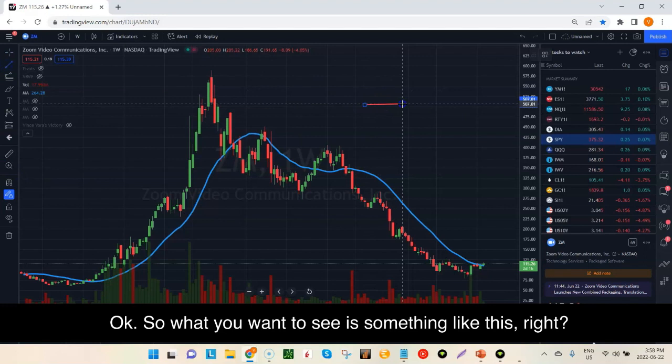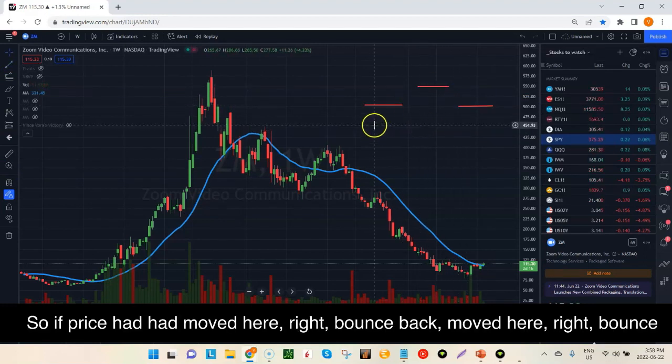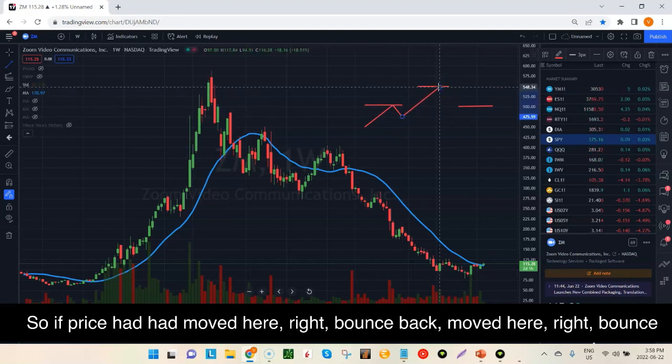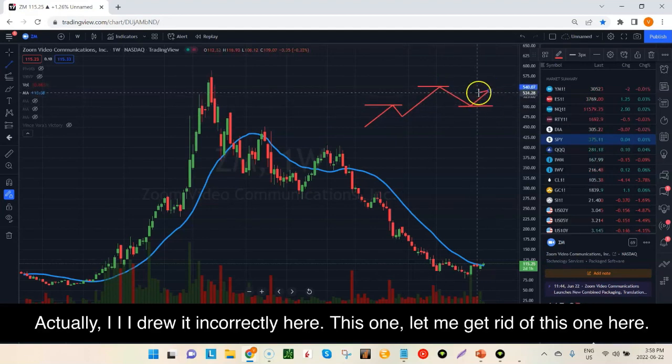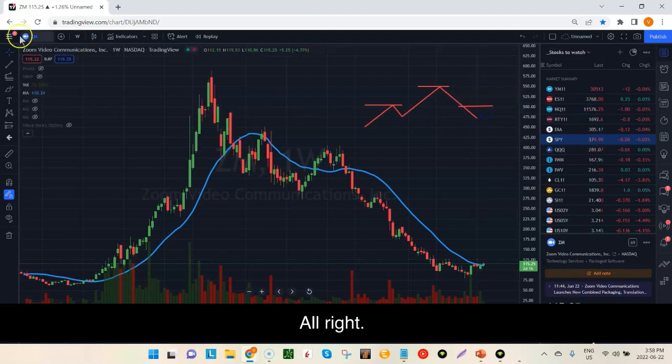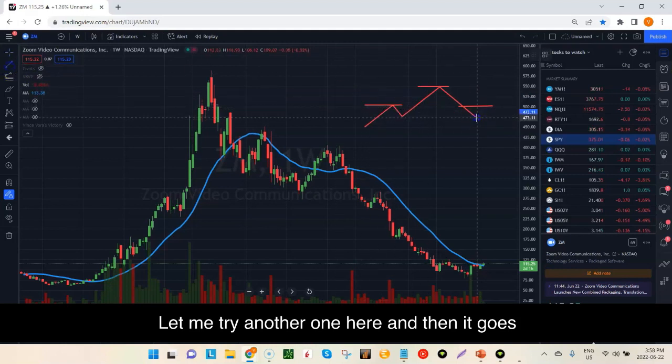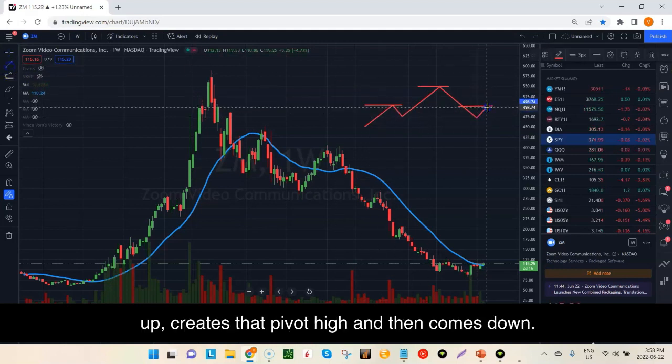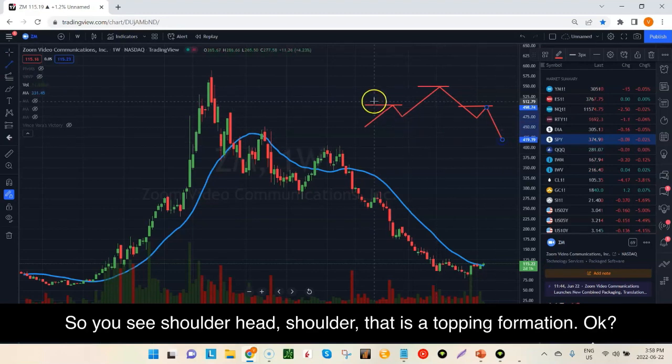Okay, so what you want to see is something like this, right? So if price had moved here, bounced back, moved here, bounced back, moved here. Actually, I drew it incorrectly here. Let me get rid of this one here. All right, let me draw another one here. And then it goes up, creates that pivot high, and then comes down. So you see, shoulder, head, shoulder.